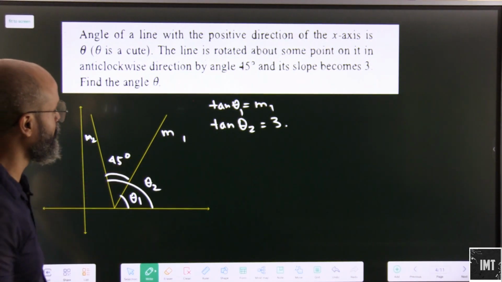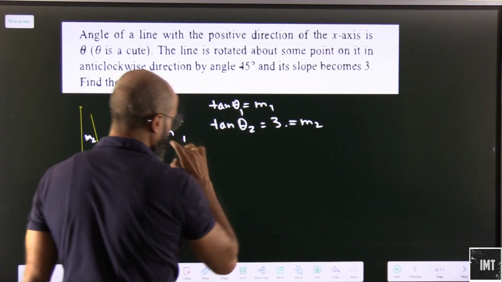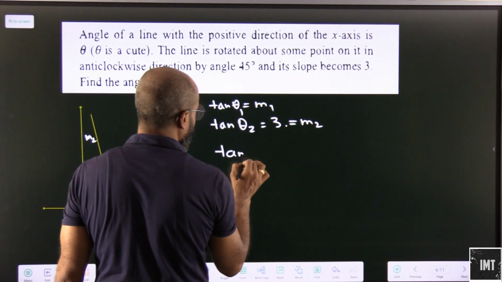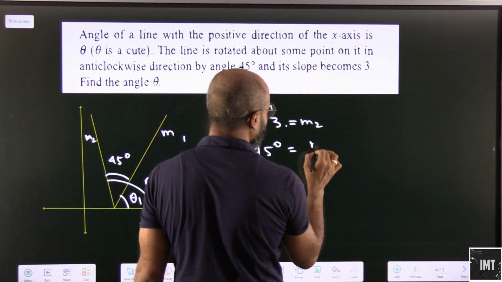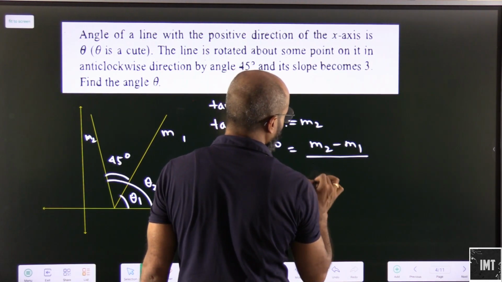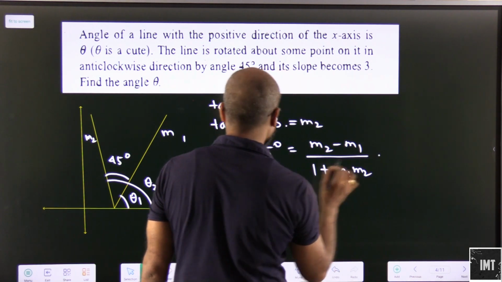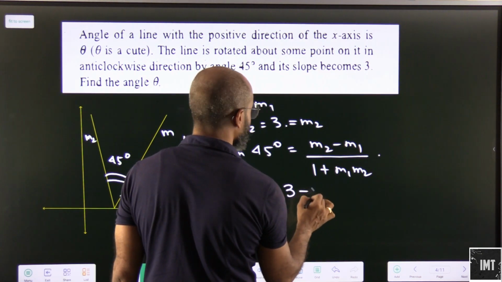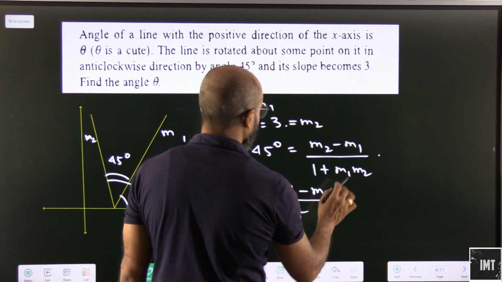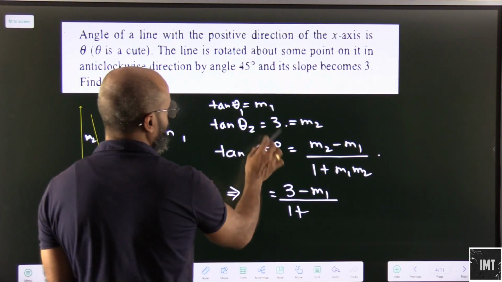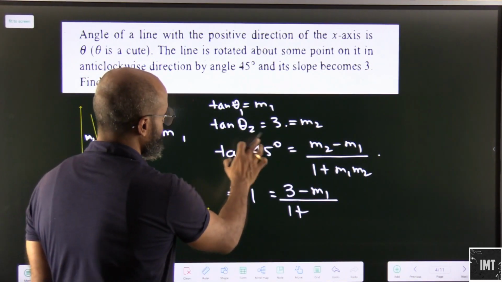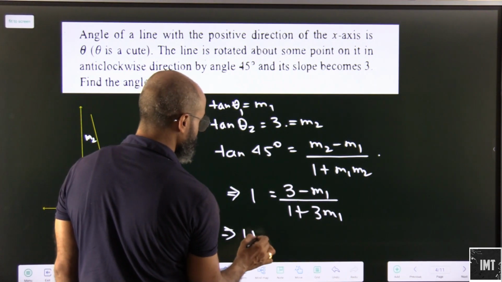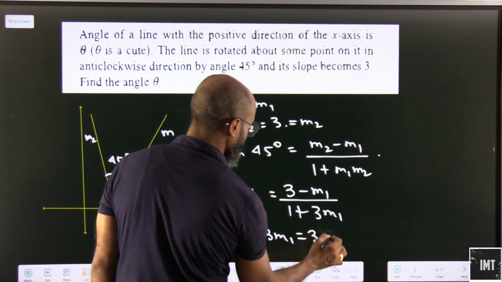Okay, so this can be considered as m2 and we know that the angle between these two is 45. So we can say tan 45 is equal to m2 minus m1 upon 1 plus m1 m2. Tan 45 will be equal to 1. This will be m2, that is 3 m1, minus m1 upon 1 plus m1 m2. So 1 plus 3 m1 is equal to 3 minus m1.